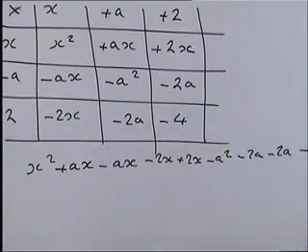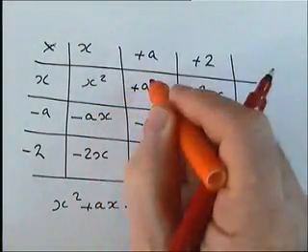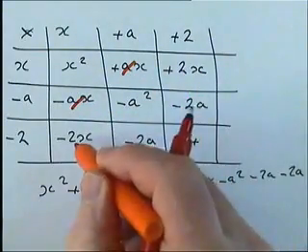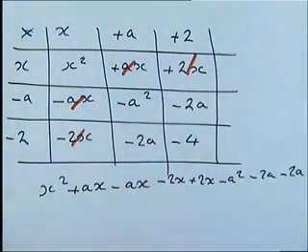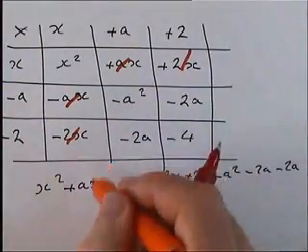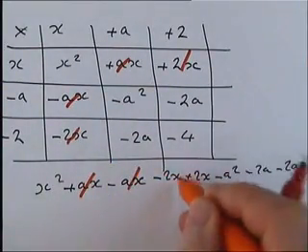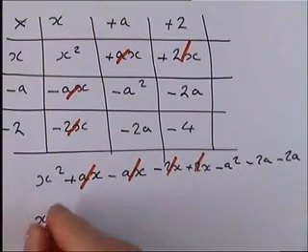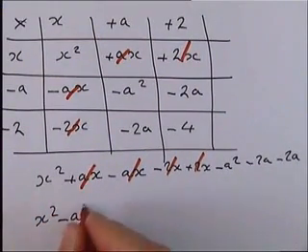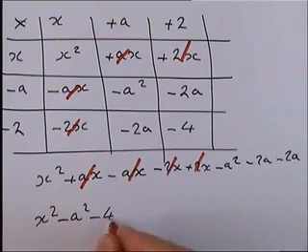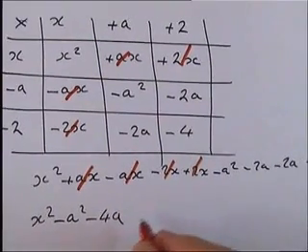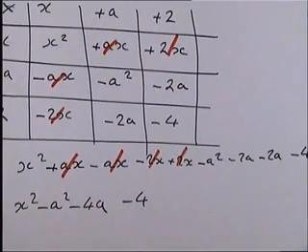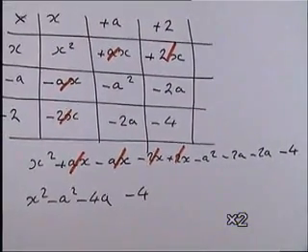Now I could have cancelled them in the boxes. I could have said, well, that negative ax and that ax make nothing, so I could have cancelled those to make nothing, and a 2x take away 2x also leads me to give nothing. Or I could have done it at this stage. But basically what we're doing is simplifying to get x squared minus a squared minus 4a minus 4. So that's the answer to that question. Hopefully you've got the same thing.